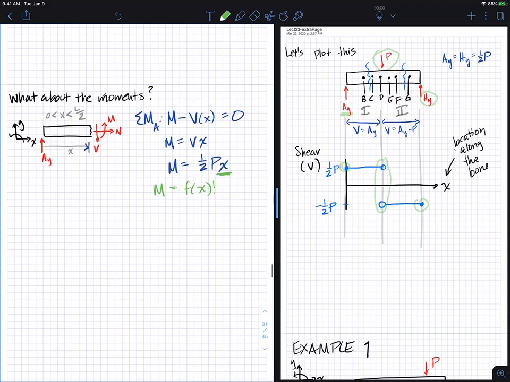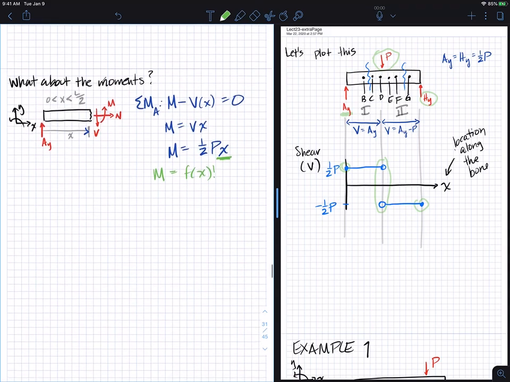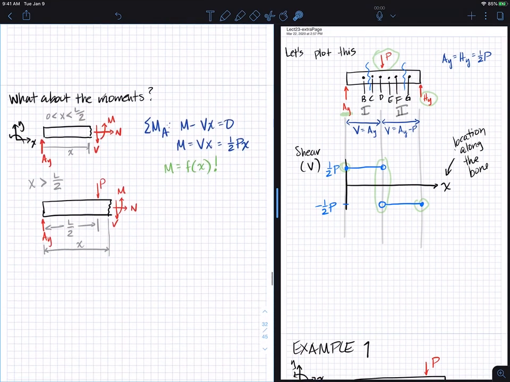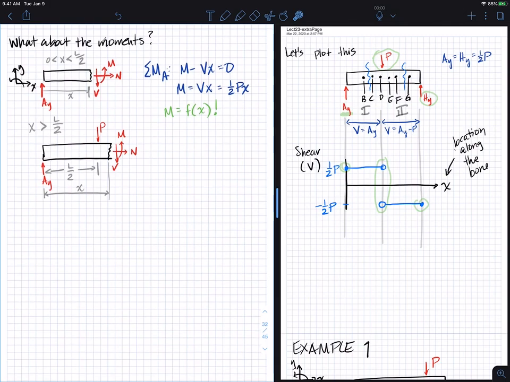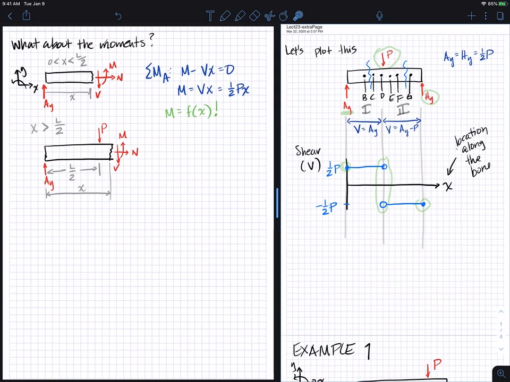Now let's look at what happens on the other side of the beam, right? So once we start to include P, in other words, for section 2 that we've identified over here, I've already set up that free body diagram. The free body diagram is just a section cut like the one I'm drawing on the right with that squiggly line, where we go past and into section 2. And now this is valid for x greater than L over 2.